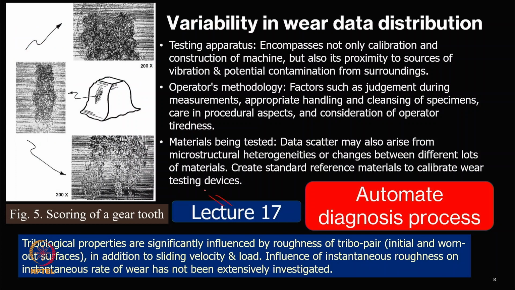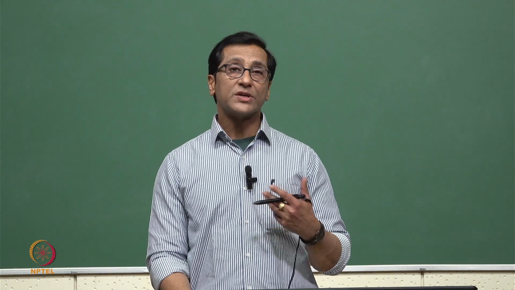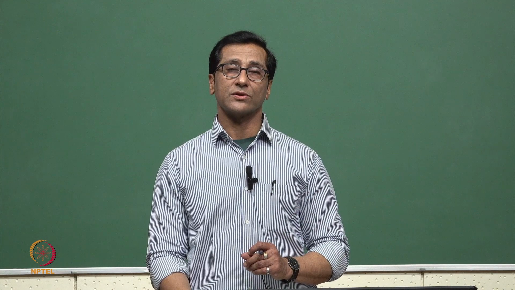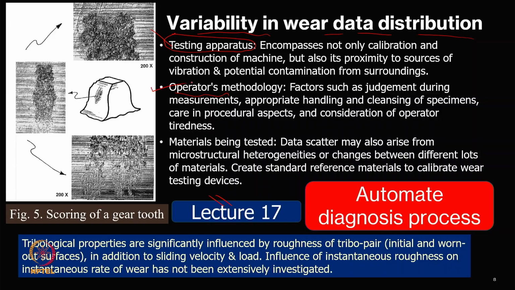We covered something in lecture 17, related to variability in wear data distribution. There are many ways in which the wear data will not give similar results. Because we have many test setups available, one setup may give one kind of result, another setup may give another, so variability will be there. Then comes the operator methodology. Whatever mathematical models we generate may not always give the right results, or similar results across all the labs. So these parameters will also be important.